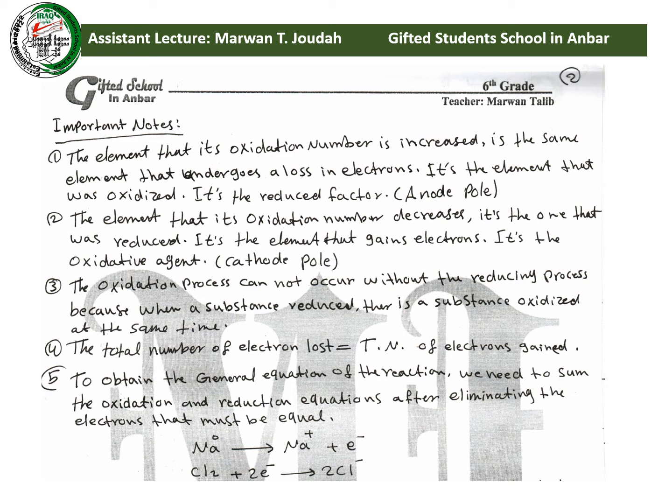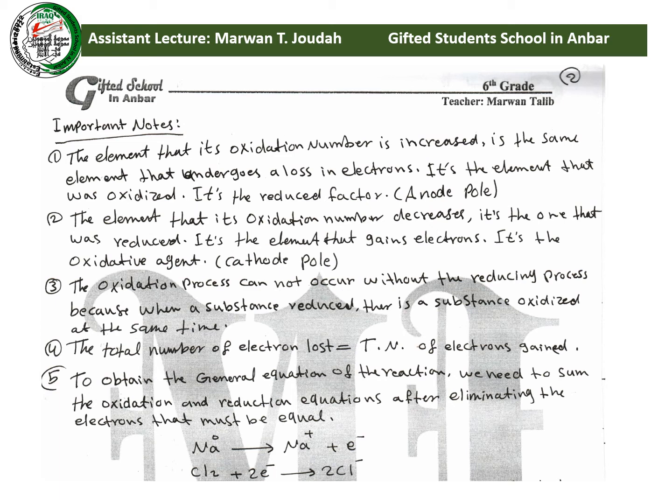This is all about it. Number 2: the element whose oxidation number decreases is the one that was reduced. So oxidation and reduction, one accompanies the other.